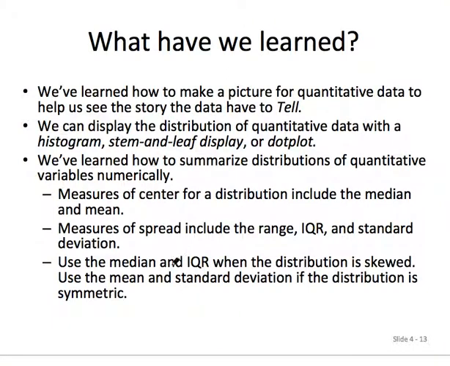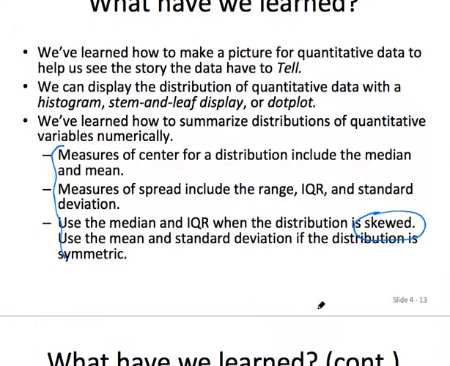So here's a quick summary of what we've learned. So you've learned to make a picture of quantitative data. You can use a histogram, a stem and leaf plot, or a dot plot. And you've learned to calculate all these different measures. Measures of center, the median and the mean, the range, the IQR, and the standard deviation, and what happens when it's skewed. Now, in this summary, there hasn't been negative skewed or positively skewed. So make sure that you have clear notes with that. And that will come back when we talk about box plots in the next chapter.